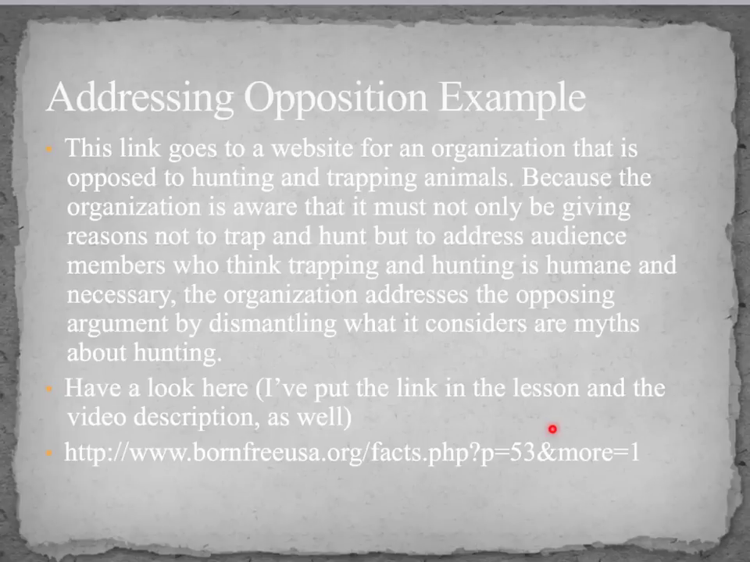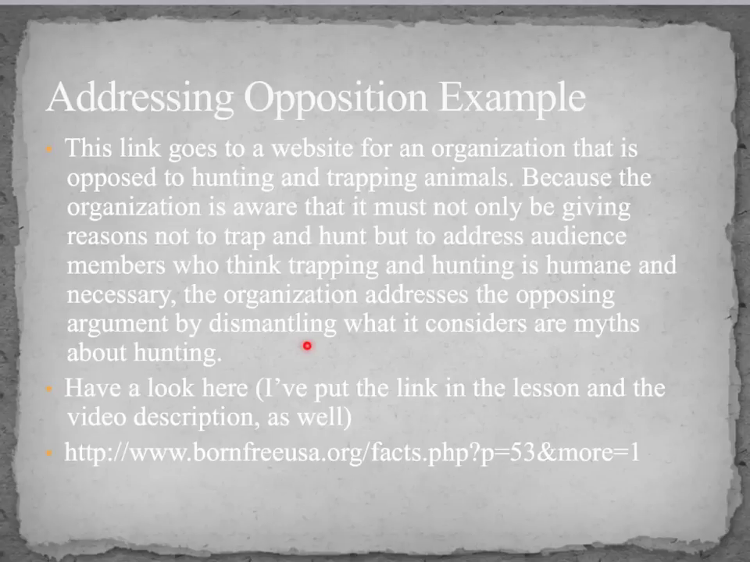The organization is aware that it must not only give reasons not to trap and hunt, because that's this organization's goal, but also address audience members who think trapping and hunting is humane and necessary. People like Christoph and other people that support hunting. This organization addresses opposing arguments by dismantling what it considers myths about hunting. So I'm pulling you to this website, not because I'm asking you to take a specific side on the issue of hunting, but to look at what people do when they're making an argument.